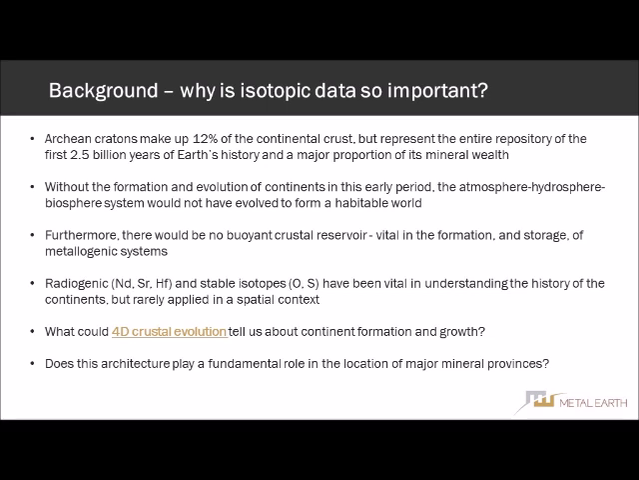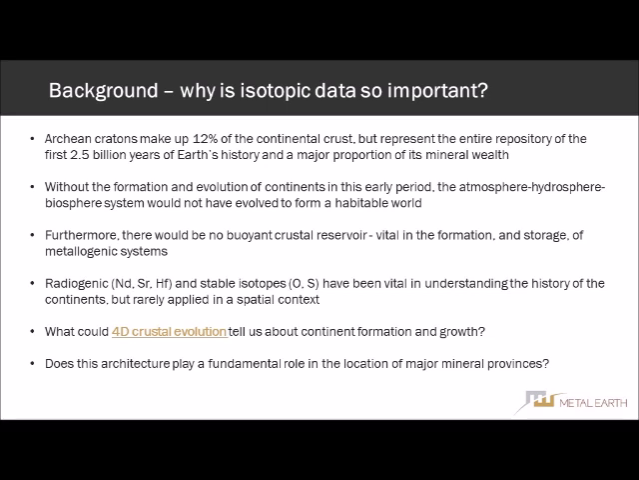And finally, without the crust, there will be no buoyant reservoir. Oceanic crust is recycled every 150, 180 million years. So we need the crust to preserve our old deposits, store and form them, essentially. So crust evolution is really important to understand because from an academic point of view, we want to understand the planet, but we also want to understand how our deposits are formed and how they're stored.